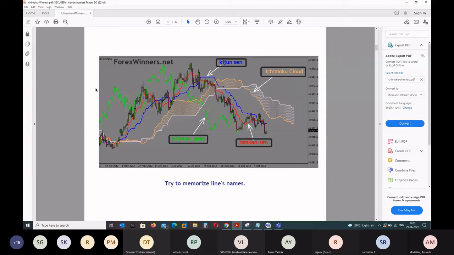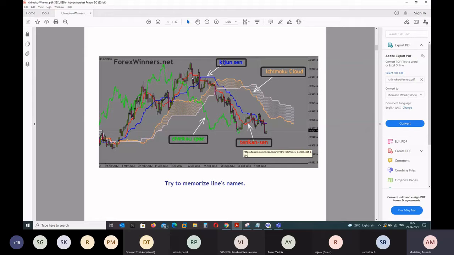So what we'll do is start by explaining the different kinds of lines. Like I said earlier, it's 5 lines. I'll start with the first line. The first important line is called Tenkan Sen, or the conversion line in the Western world.